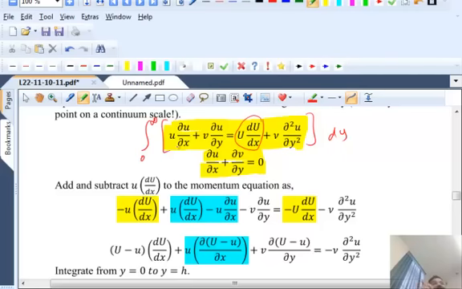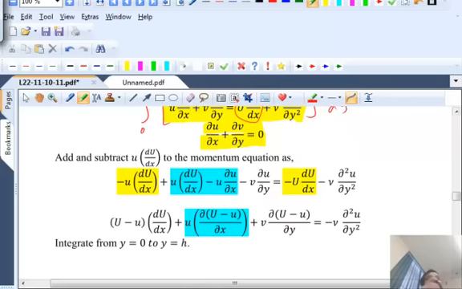Now the mathematics is a little bit tricky, and in Bird, Stewart and Lightfoot, I think they do talk about the integral method, but then they just give you the final result, I think. So the steps are the following. I'm going to add and subtract a common term, lowercase u, which is the x1 component velocity, multiplied by du dx. I can do that without changing the equation. So here is my subtraction, here is my addition of the same term.